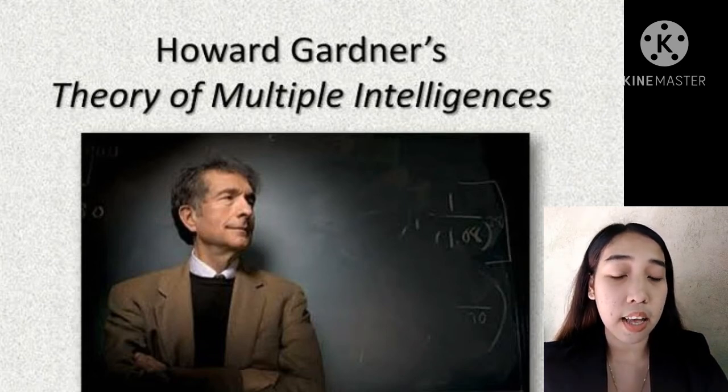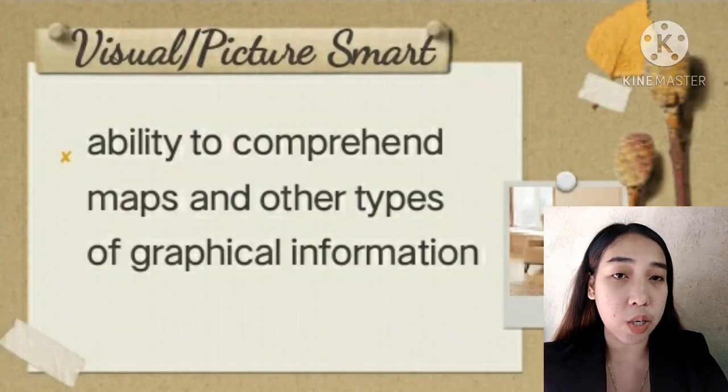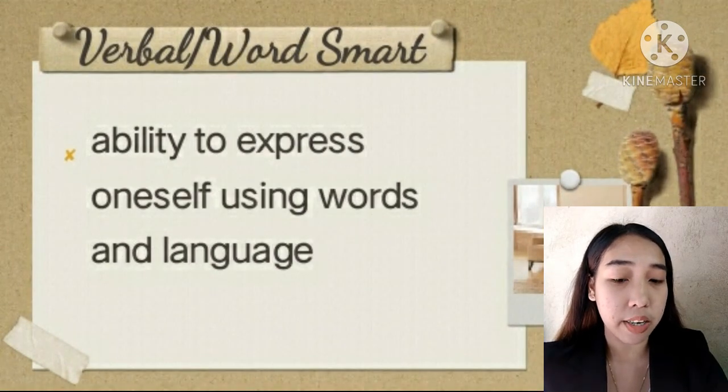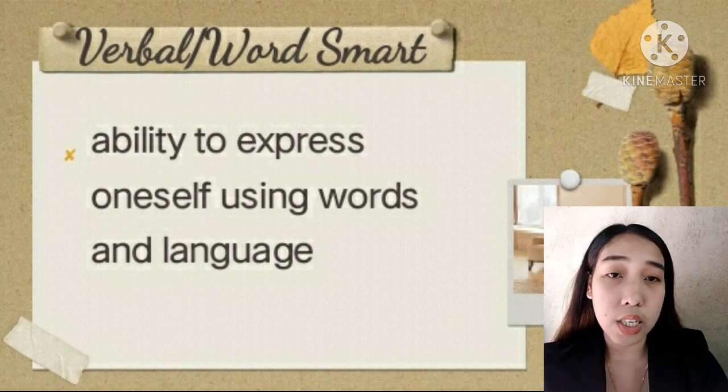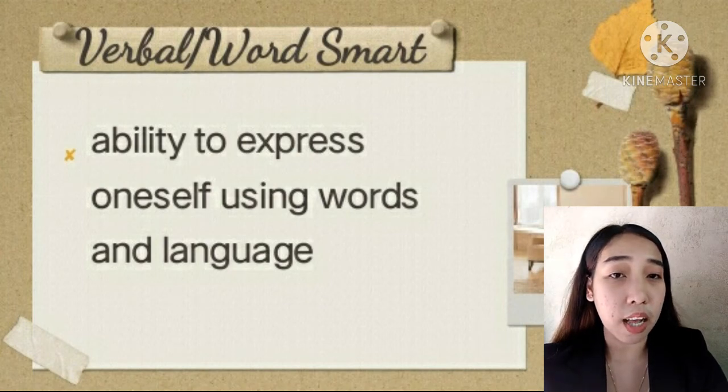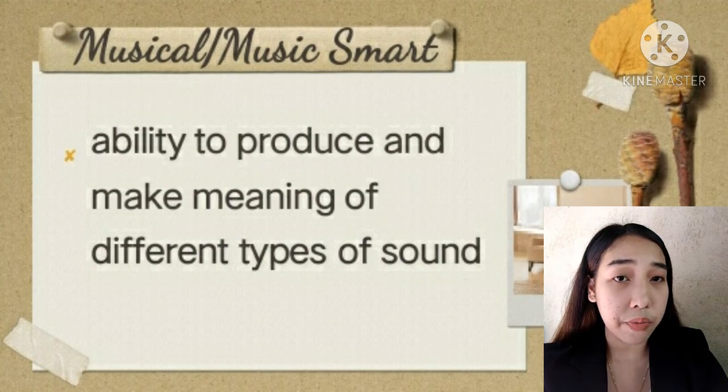The first one is the visual spatial or picture smart. These individuals are very good at comprehending maps and other types of graphical information. The next one is verbal or word smart. This type of learner learns best through expressing oneself using words and language, and it allows us to apply meaning to words and express appreciation for complex phrases. The third one is musical or music smart. It enables individuals to produce and make meaning of different types of sound.